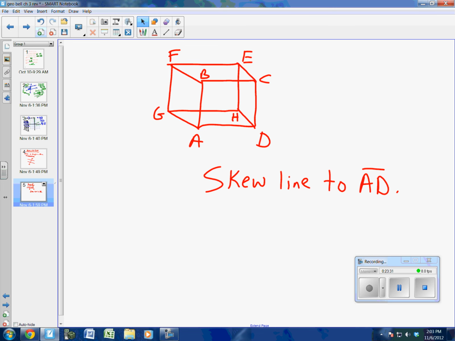EF is actually parallel to AD. FG would work. EH would work. Remember, if you extend these lines forever, it's not parallel to it, and it wouldn't ever intersect it. Okay. Who else had an answer I didn't look at yet? EH will work. Okay. All right, next question.